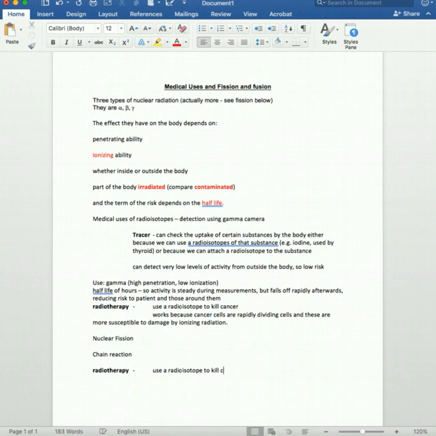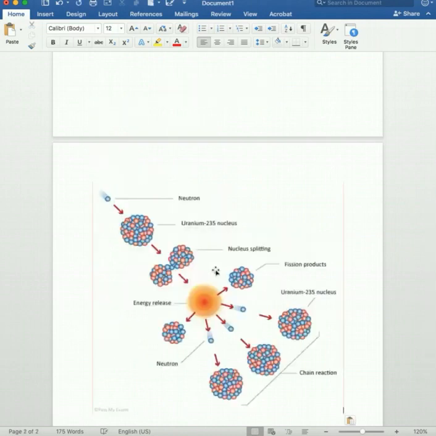I have a diagram I'm trying to import here, and it's stubbornly refusing to be copied and pasted. There we go. So here we have a uranium nucleus. Now, I've said to you before, it's really important that you talk about nuclei, not atoms. So alpha, beta, and gamma are coming out from unstable nuclei.